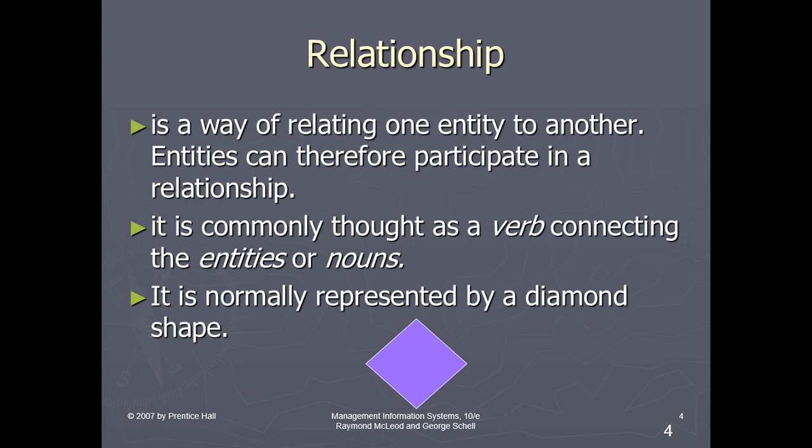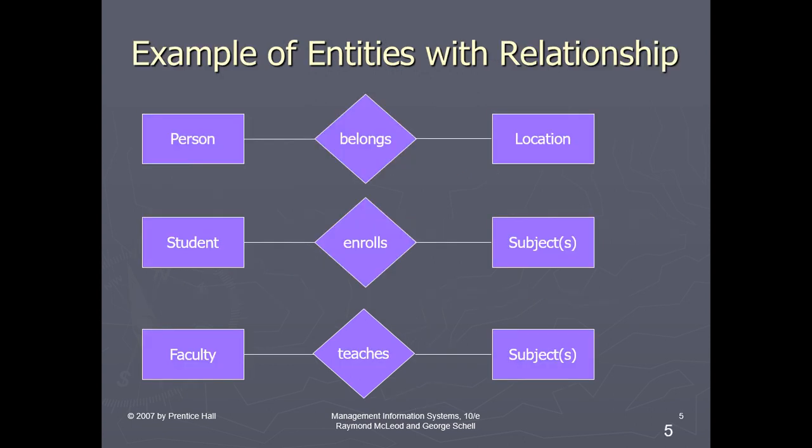Relationship is a way of relating one entity to another. Entities can therefore participate in a relationship. It is commonly thought of as a verb connecting the entities or nouns. It is normally represented by a diamond shape. Actually, when designing the entity, I don't want to put this diamond in the ERD, because it makes it cluttered. It is enough that we know what the relation type is, which is in the next slides.